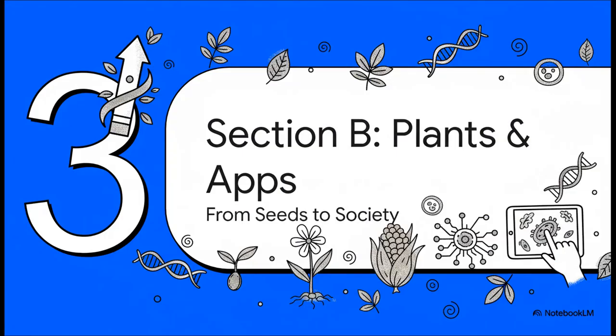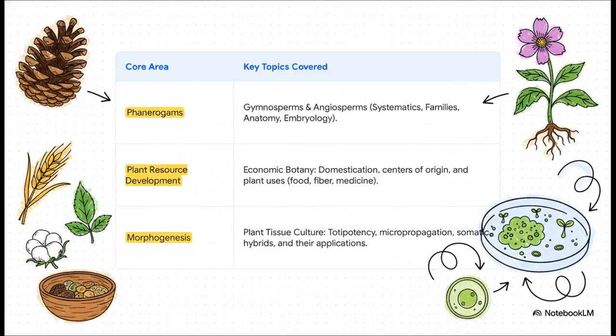Okay, now we're moving on to Section B. If Section A was all about the foundations, Section B is about the more complex, seed-bearing plants and their direct relationship with us, from the food we eat to the technology we develop. Section B has 3 main parts. First, phanerogams, which is really just the seed-bearing plants. Next up is plant resource development, which is essentially economic botany, or how we use plants.